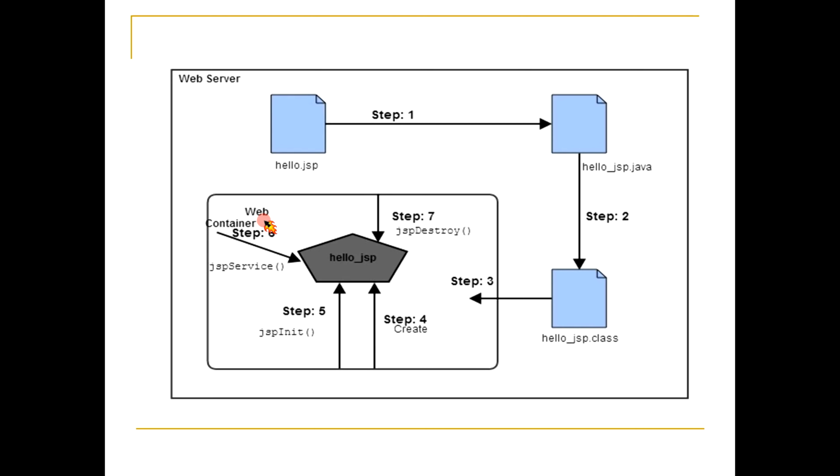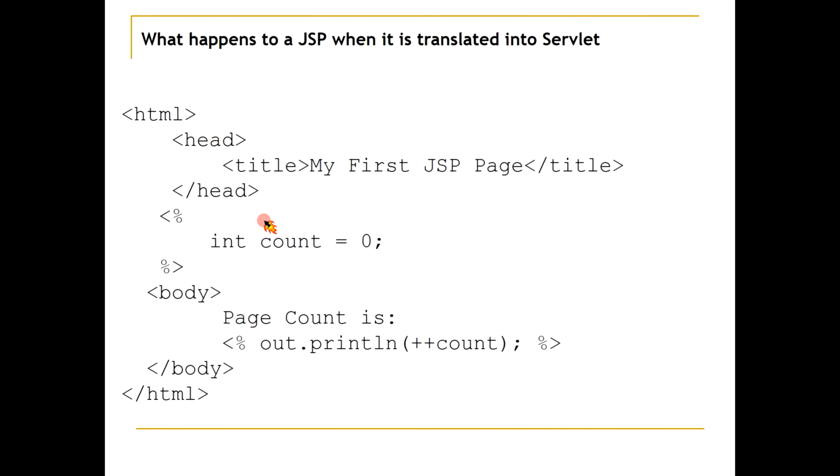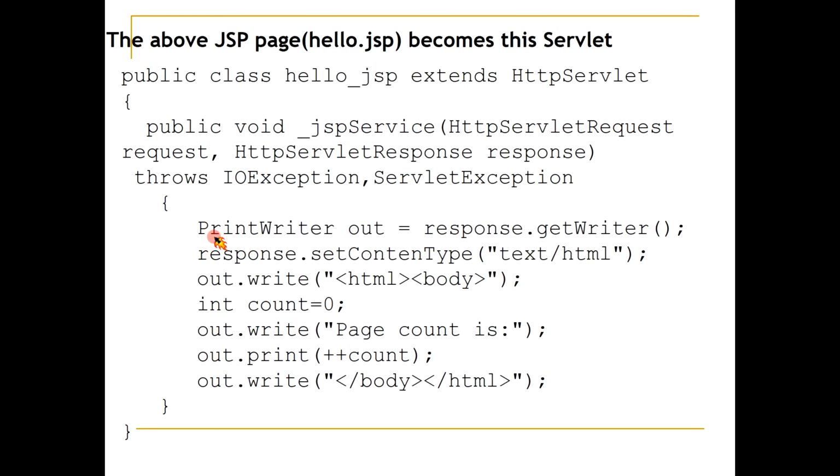Now I'm going to show you how the JSP file looks when it is converted from JSP to a servlet. This is our JSP page. It is a basic program: there is a count, and out.println prints ++count. I have incremented the count. This is how the JSP page looks, and when it is converted to a servlet, it looks like a servlet, and the processing is done according to the request and response.